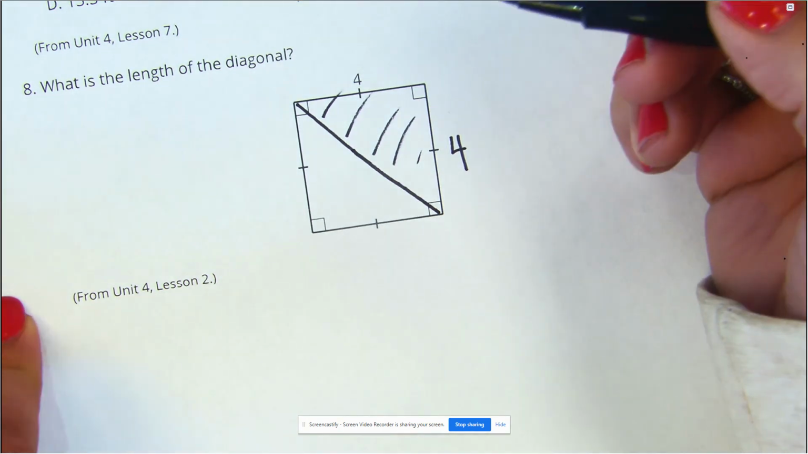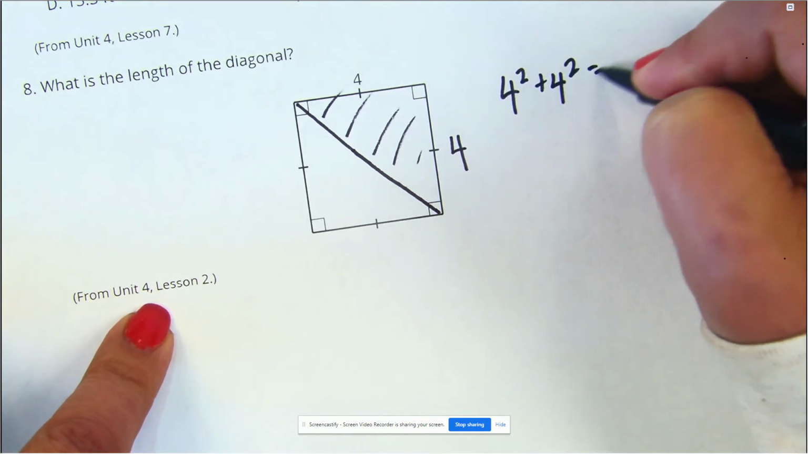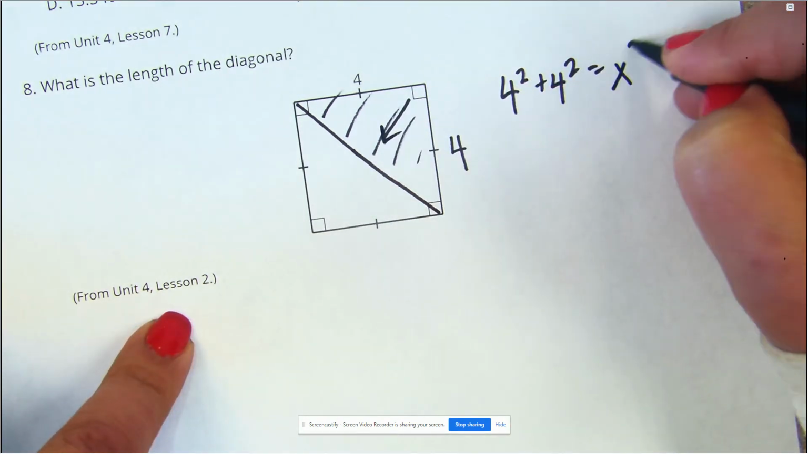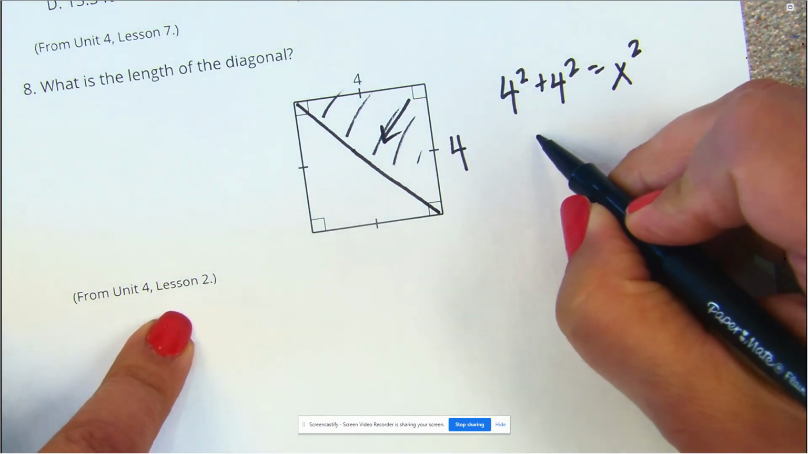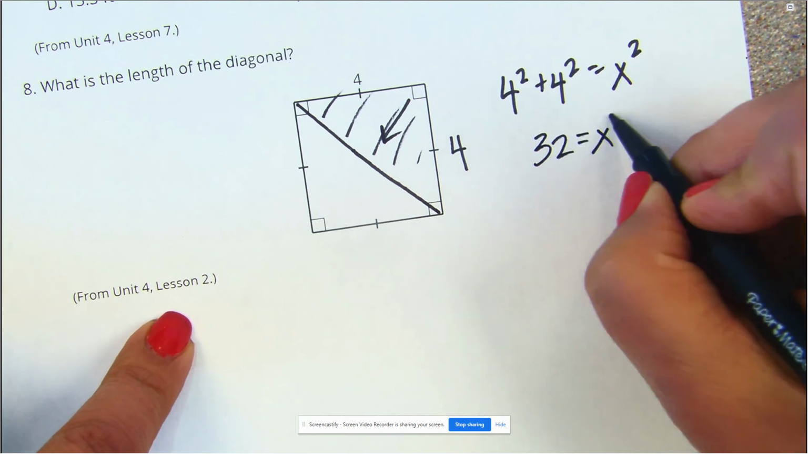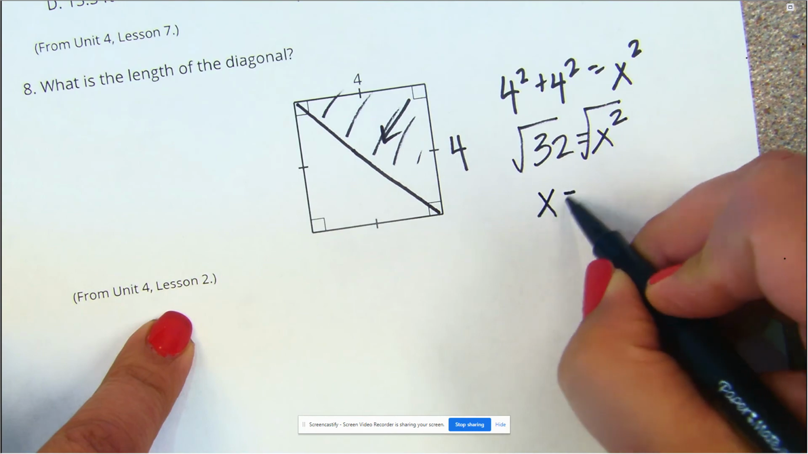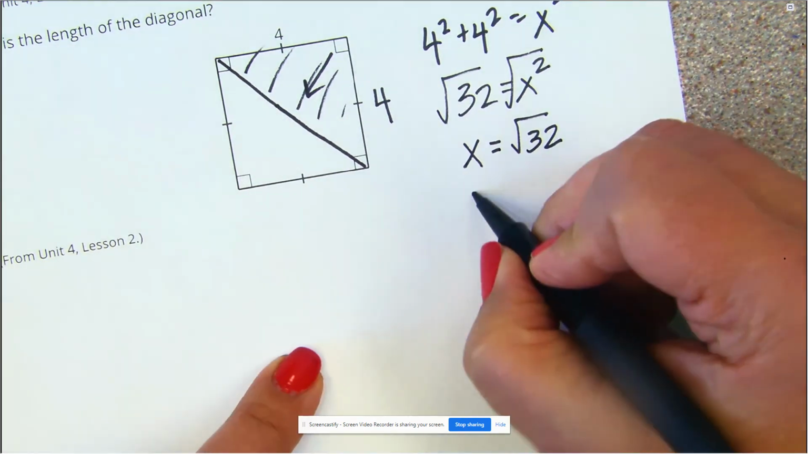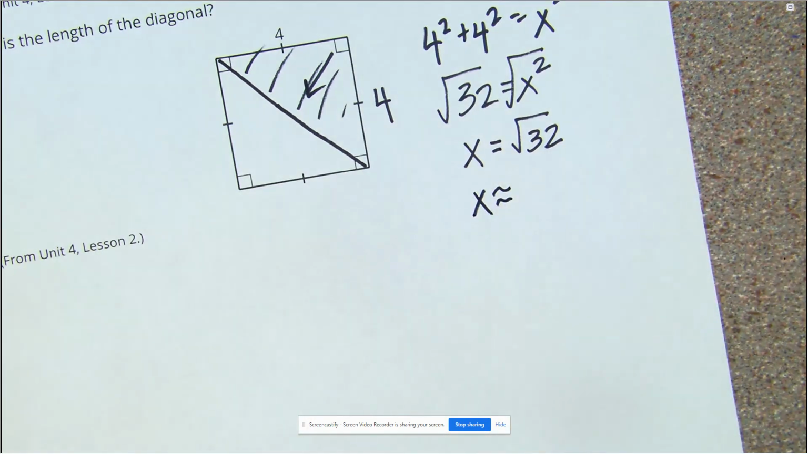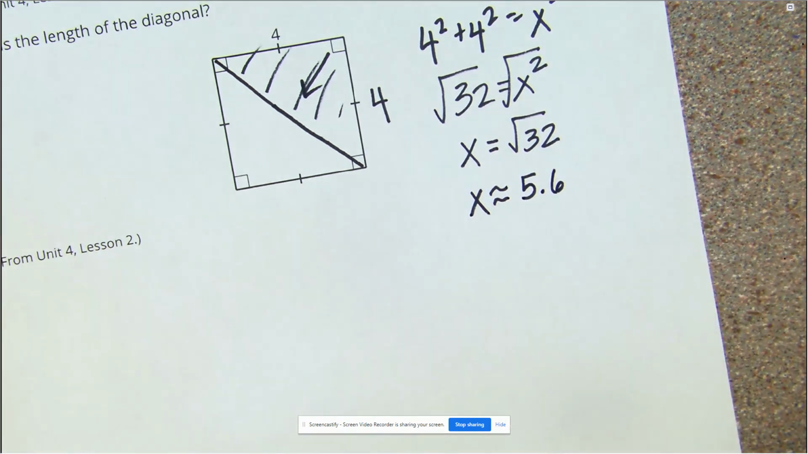I would just do Pythagorean theorem, right? 4 squared plus 4 squared equals, I don't know, x squared. 16 and 16 is 32, equal to x squared. So x is equal to the square root of 32, if you wanted to leave that exact, or about 5.6.